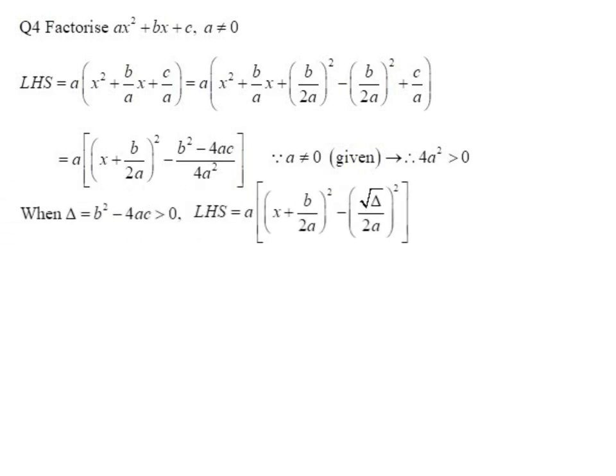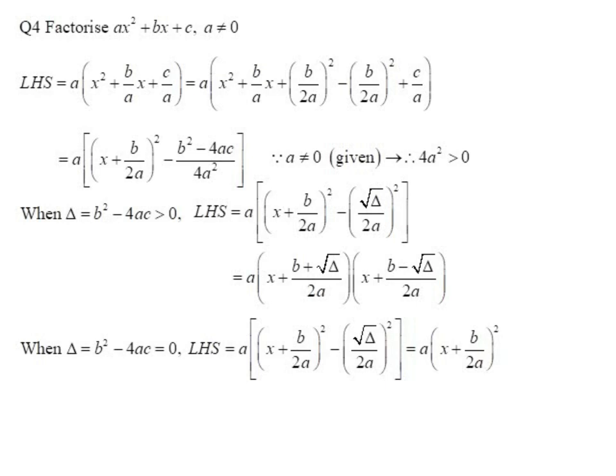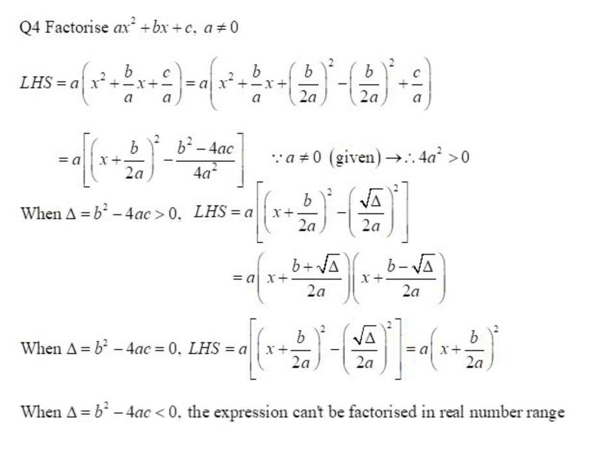As we see, when the discriminant is greater than 0, the quadratic expression can be factorized in the real number range as 2 different linear factors. When the discriminant is equal to 0, the quadratic expression can be factorized as a times the repeated linear factors. However, when the discriminant is less than 0, the quadratic expression cannot be factorized in real numbers.